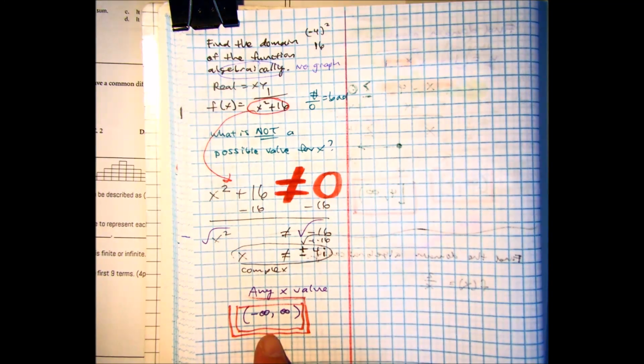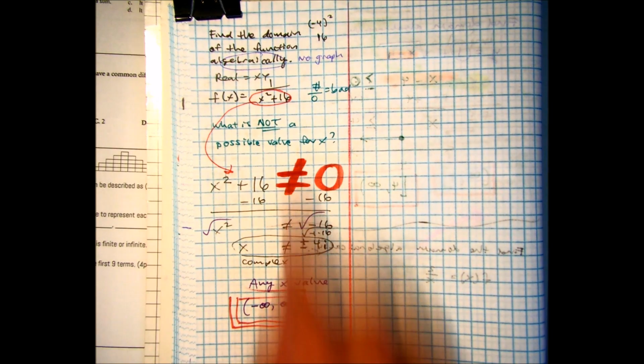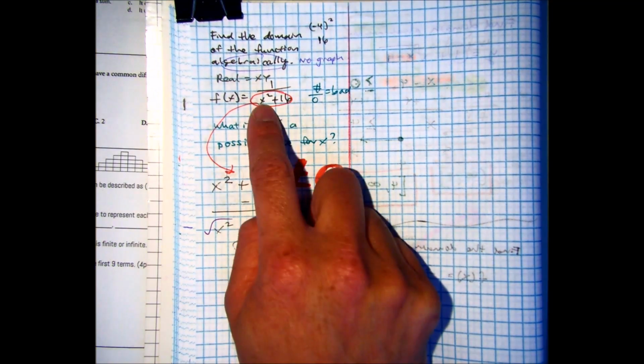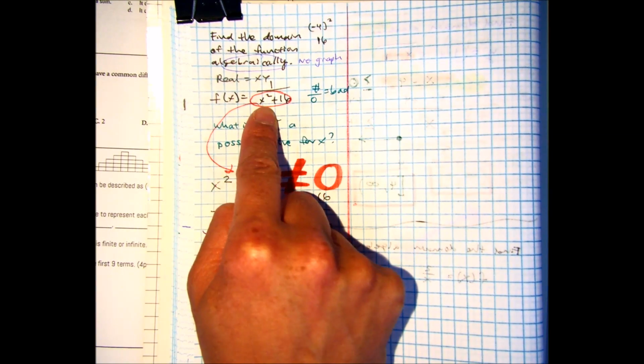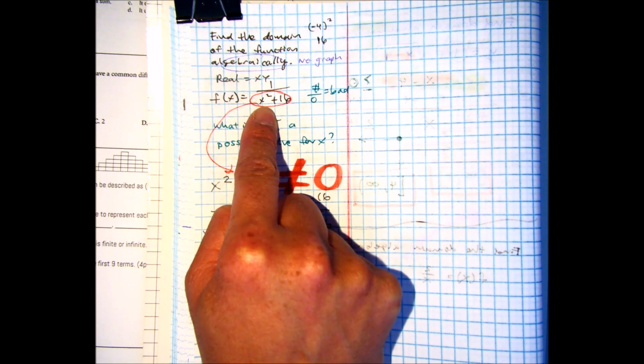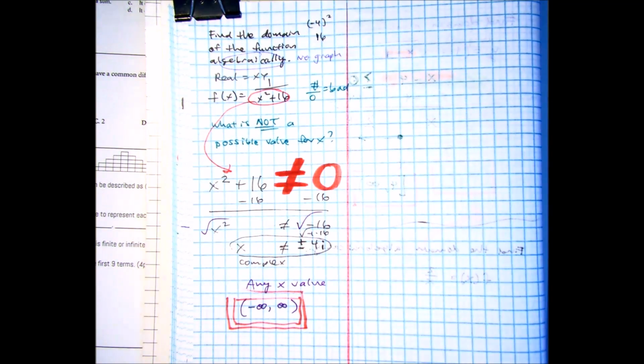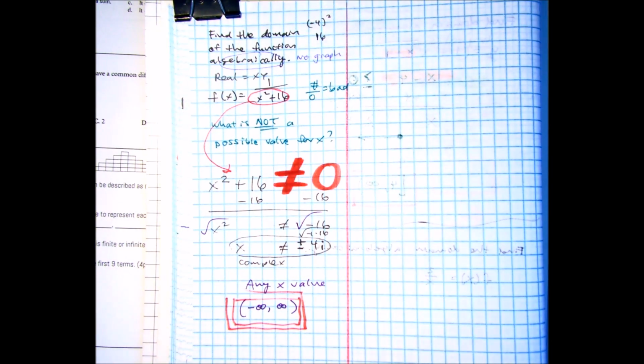So our answer is basically you could pick any number. You could put 1, you could put negative 1, because when you square it, it'll always turn positive, and a positive number plus 16 is always going to be positive. 1 divided by some kind of number, you're going to get a number.